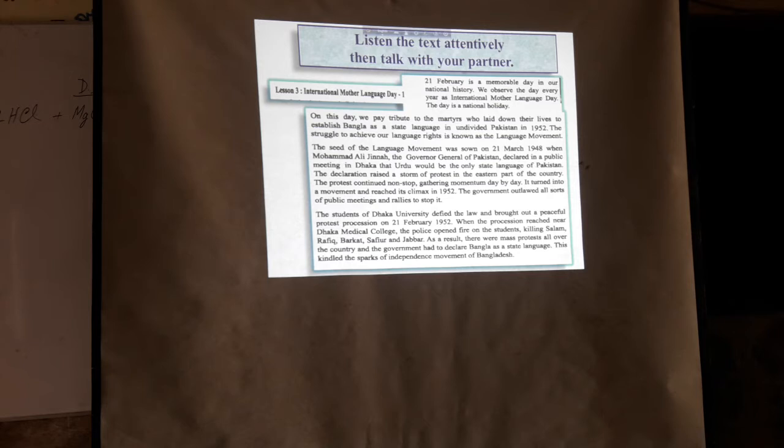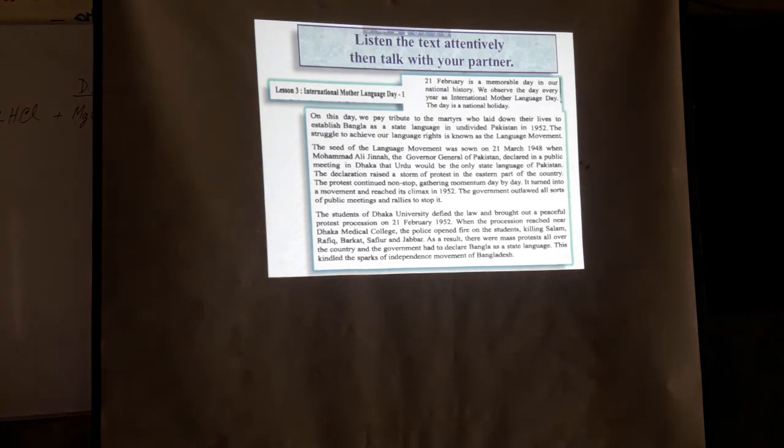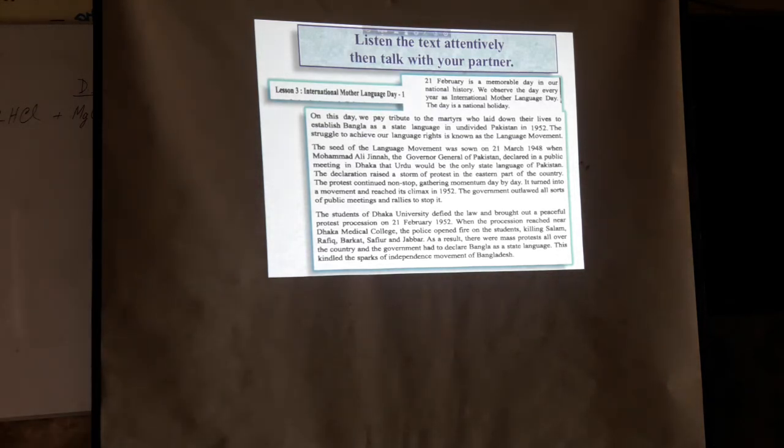It is very pathetic for us because the police opened fire without any hesitation, killing Salam, Rafiq, Barkat, Safiur, Jabbar, and others. As a result, there were mass protests all over the country, and the government had to declare Bangla as the state language. This kindled the sparks of the independence movement of Bangladesh.